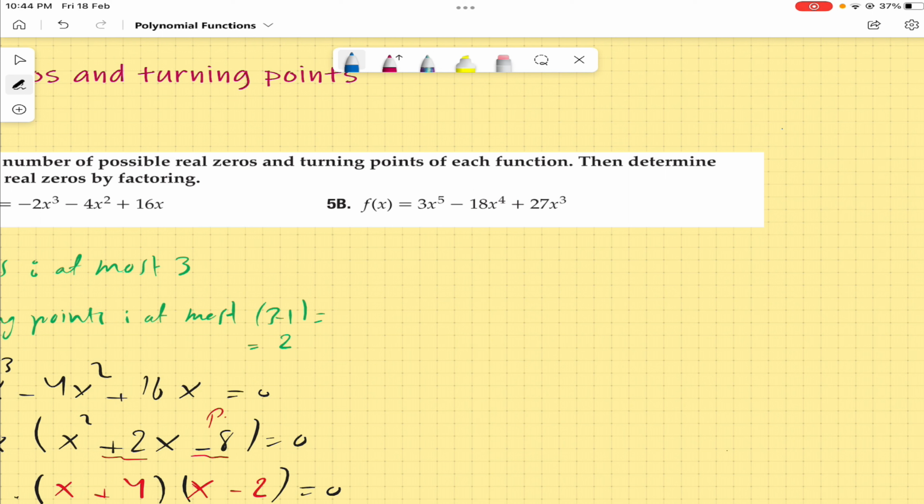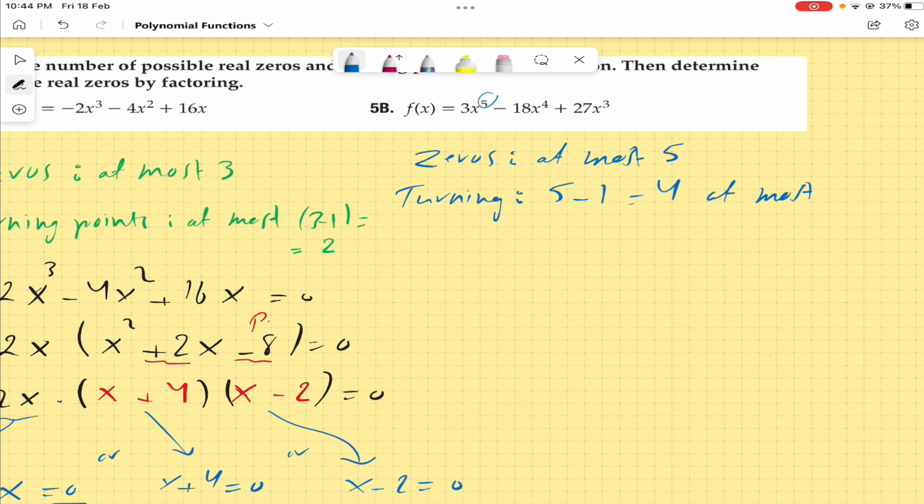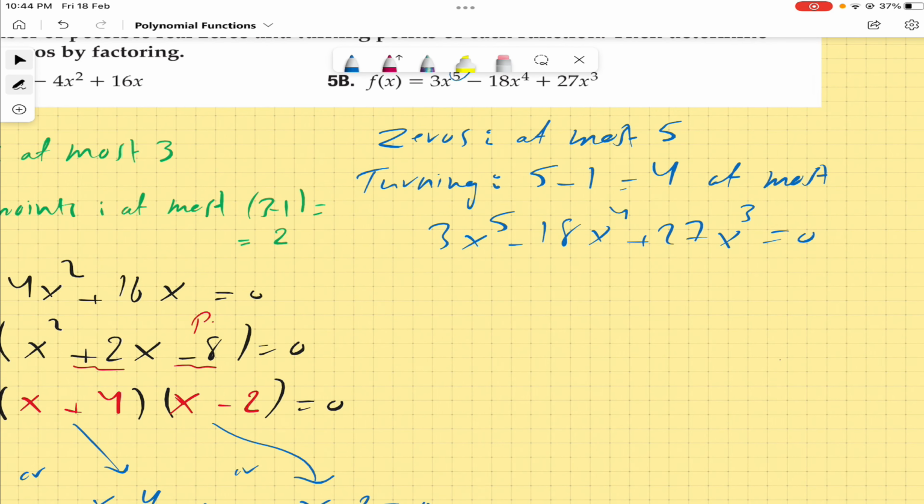For the other question, the degree is 5. So if you want to find the zeros, at most it has 5 zeros. The turning points, the same as the degree -1 at most. To find the zeros, we're gonna solve 3x^5 minus 18x^4 plus 27x^3 equal to 0.